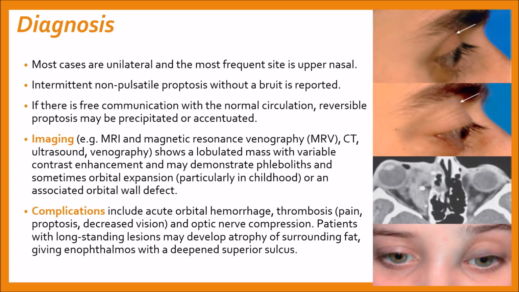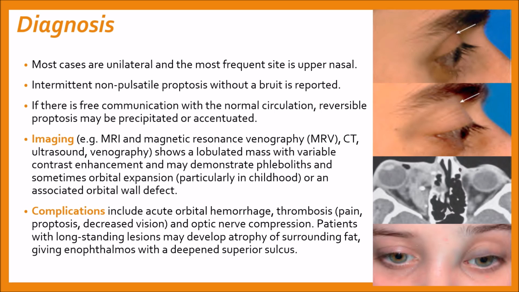Most of the cases are unilateral, and the most frequent site is the upper nasal. Intermittent non-pulsatile proptosis without bruit is reported. If there is free communication with the normal circulation, reversible proptosis may be precipitated or accentuated by increasing venous pressure through coughing, straining, the Valsalva maneuver, assuming a head-down position or external compression of the jugular vein.